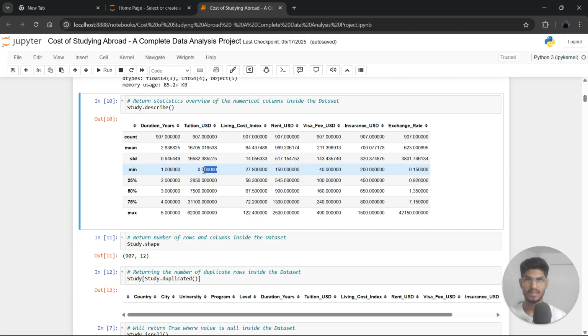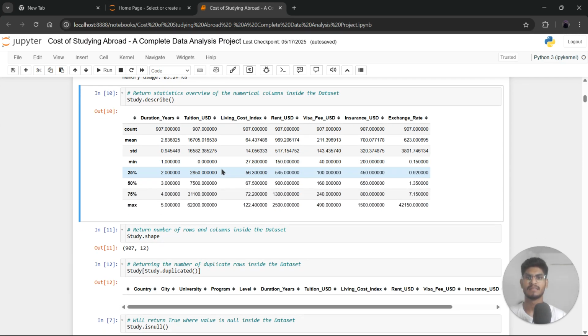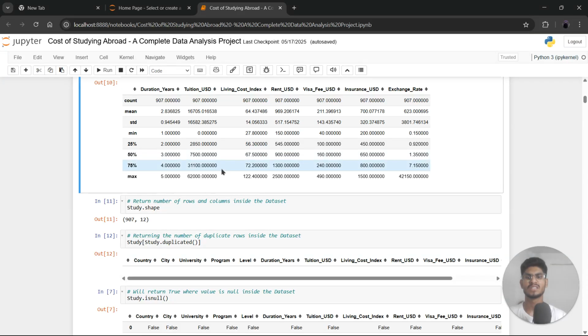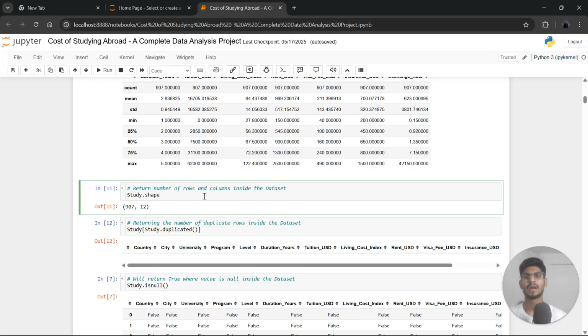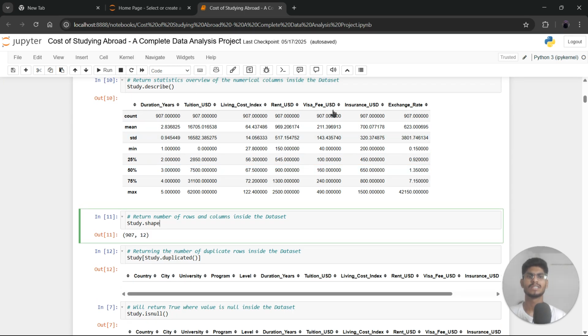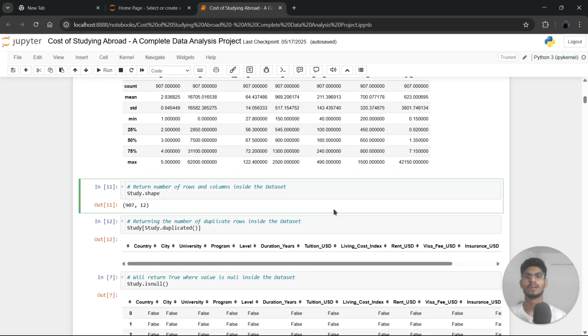That's the problem. We can see clearly that there is a problem in our data set where the minimum value is 0 in tuition USD, which we will be fixing in the future. So keep in mind that we have a problem in our data. We can see that the 25 percentile is 2850. So you can get the statistical overview, or the numerical overview, of the numerical columns only, not the object columns or the string columns.